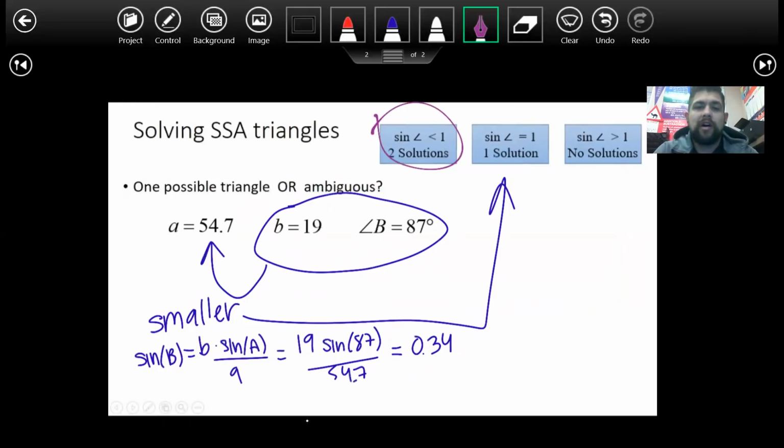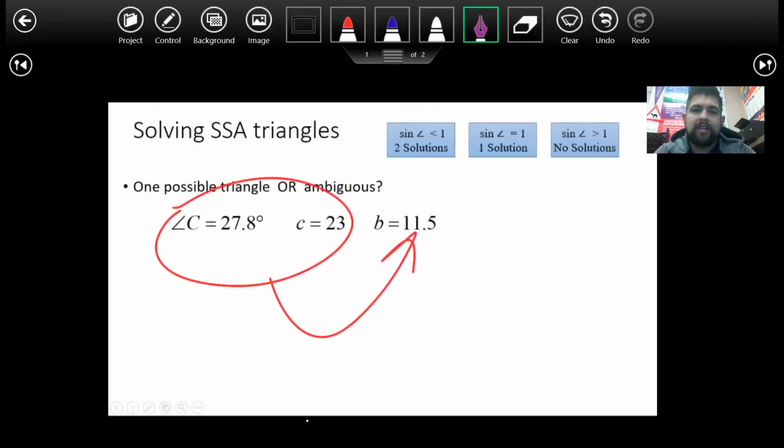So that's all I'm asking you to check on. If your opposite side is greater than the other side, then we know it's one solution. And if this opposite side and the other side are smaller, we know it fits into this ambiguous case. And we'll practice one when I come back on Wednesday, okay? So that was that lesson.